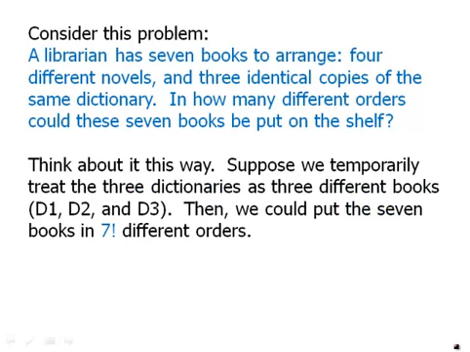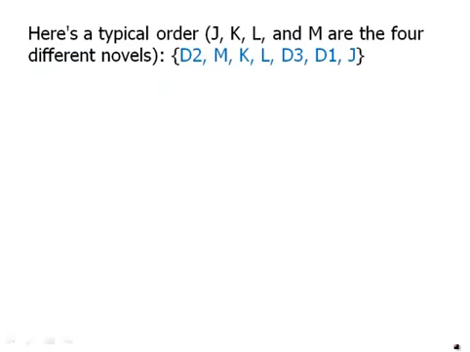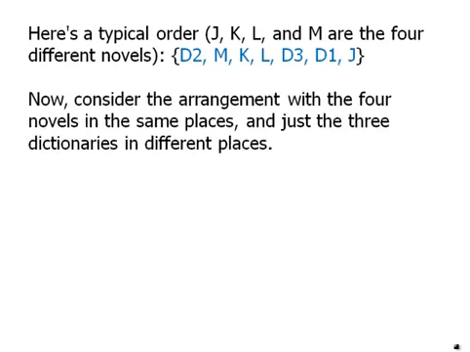Think about it this way. Suppose we temporarily treat the 3 dictionaries as 3 different books, D1, D2, D3. Then we could put the 7 books in 7 factorial different orders. Now let's think about those arrangements. Here's a typical arrangement, and I'll just say that J, K, L, and M are the 4 different novels. So J, K, L, and M are scrambled in some order, and then the 3 dictionaries are in there.